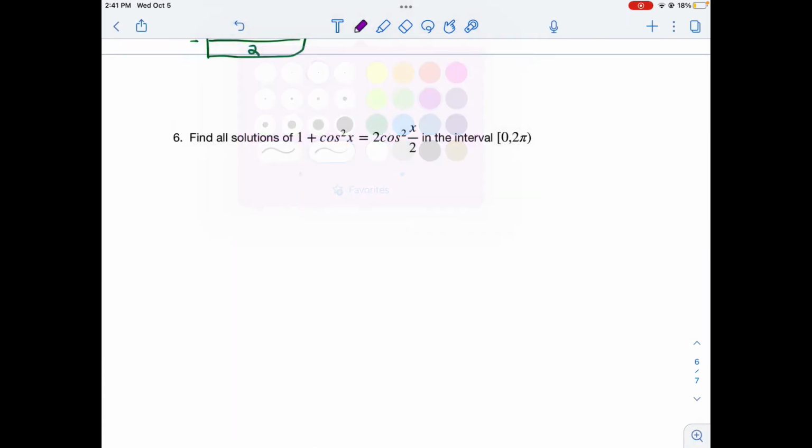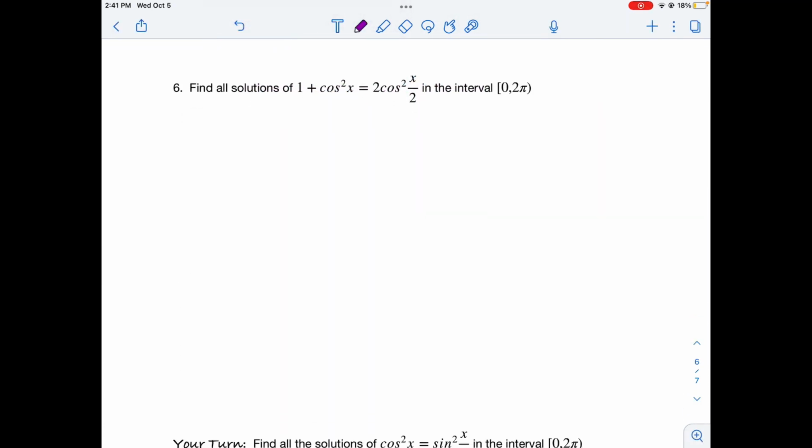Okay, as with everything else that we've been learning, we can also use these formulas to apply to solving trig equations. So here is a trig equation. I'm finding the solutions on the interval from 0 to 2 pi. So first thing I notice is I have an angle that's not x, it's x divided by 2. So I need to get rid of that by replacing it with our half angle formula.